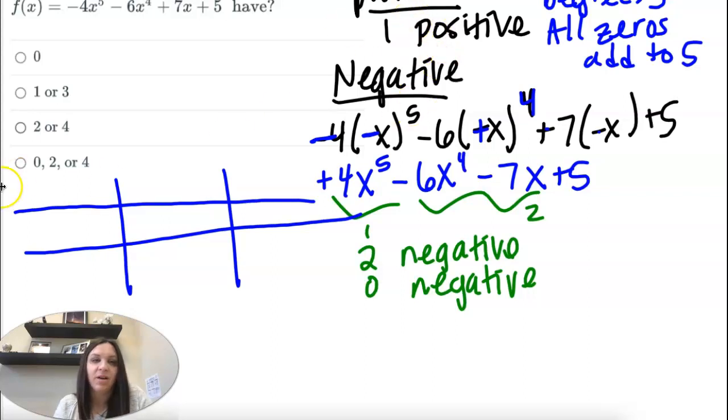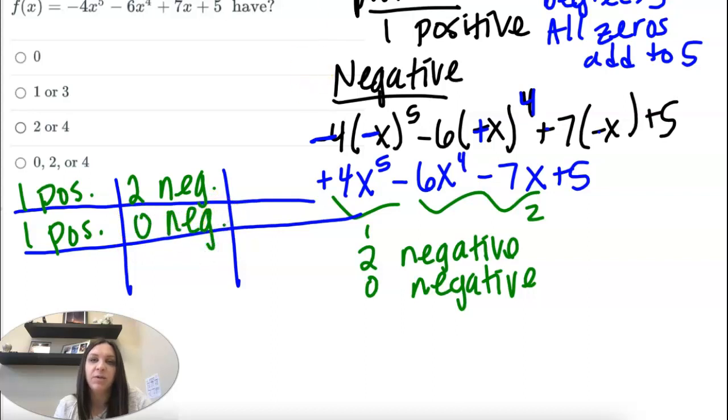So what happens, I always have one positive, but I have options here. I could have 2 negative, or I could have 0 negative. So now we're going to fill in the blanks with the imaginary. Across my row has to add to 5. So I have 1 plus 2 is 3, so if that's the situation, I would have to have 2 imaginary.